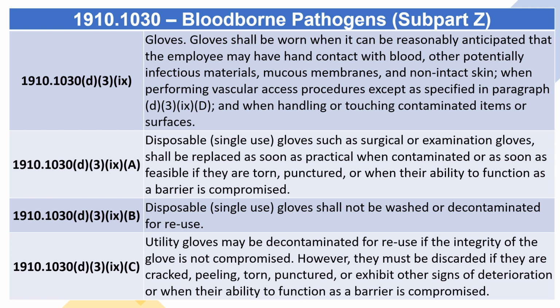1910.1030 D3.9A through C. Disposable, single-use gloves such as surgical or examination gloves shall be replaced as soon as practical when contaminated or as soon as feasible if they are torn, punctured, or when their ability to function as a barrier is compromised. Disposable, single-use gloves shall not be washed or decontaminated for reuse. Utility gloves may be decontaminated for reuse if the integrity of the glove is not compromised. However, they must be discarded if they are cracked, peeling, torn, punctured, or exhibit other signs of deterioration, or when their ability to function as a barrier is compromised.